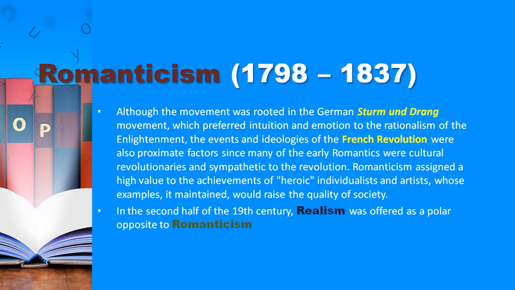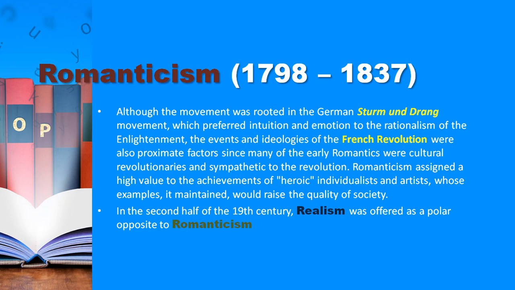Although the movement was rooted in the German Sturm und Drang movement, which preferred intuition and emotion to rationalism. The German Sturm und Drang was a German literary movement. English Romanticism was rooted in German Romanticism, and English Romanticism preferred intuition and emotion to the rationalism of the Enlightenment. The events and ideologies of the French Revolution are also proximate factors, since many of the early Romantics are cultural revolutionaries and sympathetic to the revolution.